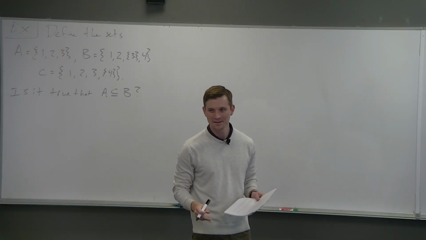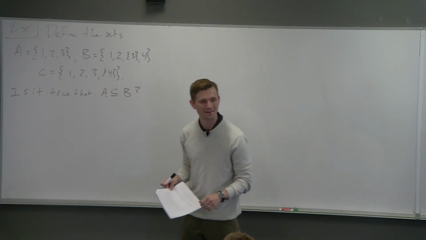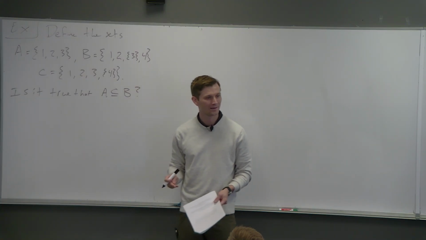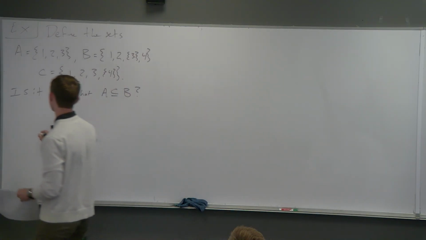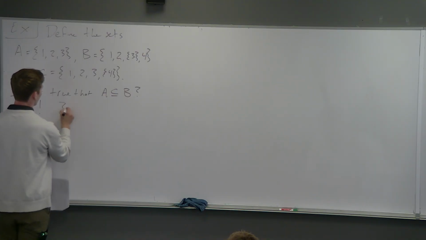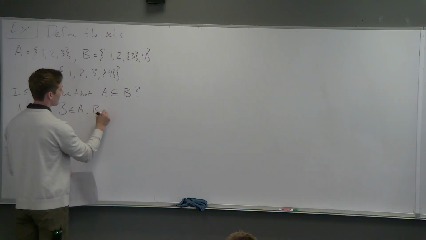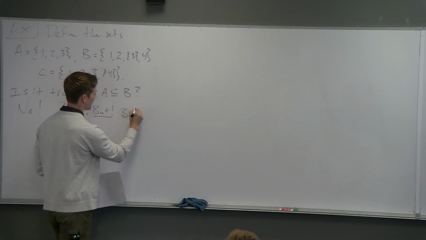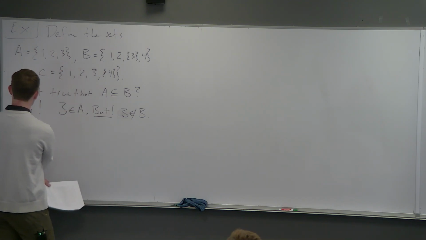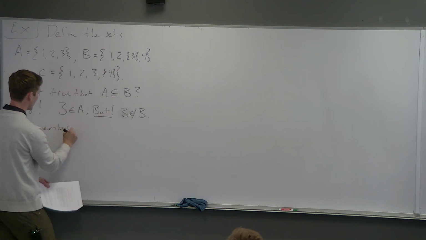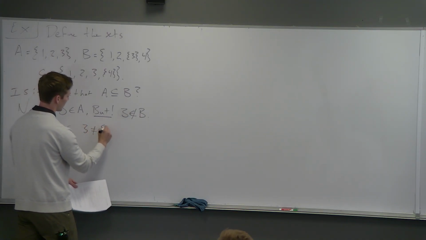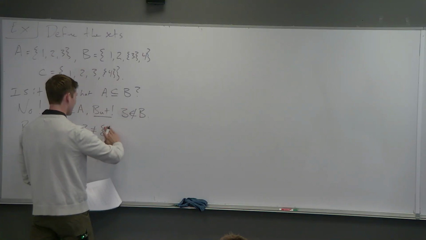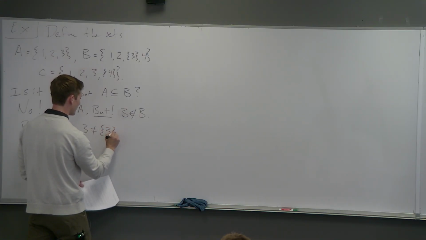True or false? No. Yeah, I'm seeing some thumbs down. Right on. Good. And why? Because 3 is not an element of B. Exactly. 3 is in A, but 3 is not in B. I'm writing my 3 backwards. Writing 3's in set brackets, I always get them mixed together.